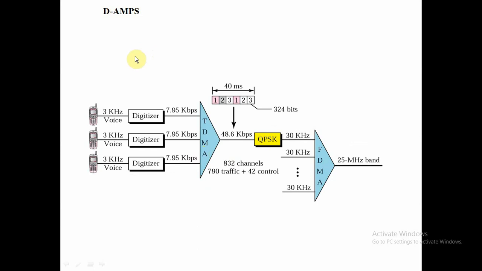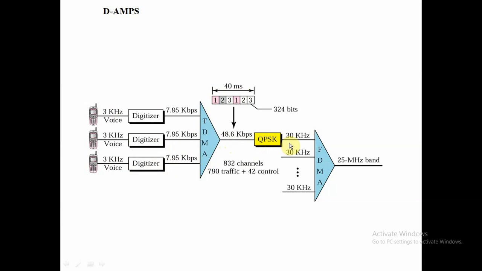This is the digital AMPS. These are the bits we are framing in 50 ms. The 3 kilohertz voice will be given to the time division. It will be divided using time, that is, digitization of the signals. That will be 48.6 kbps, and it will be given to the PSK.